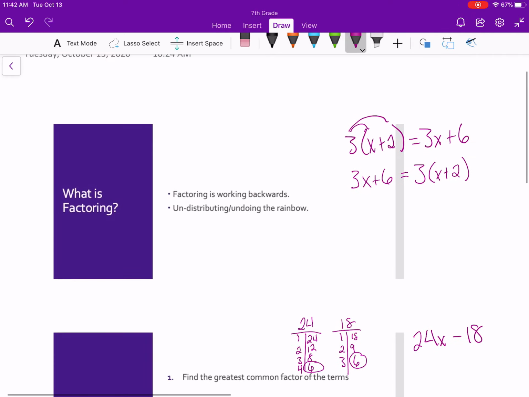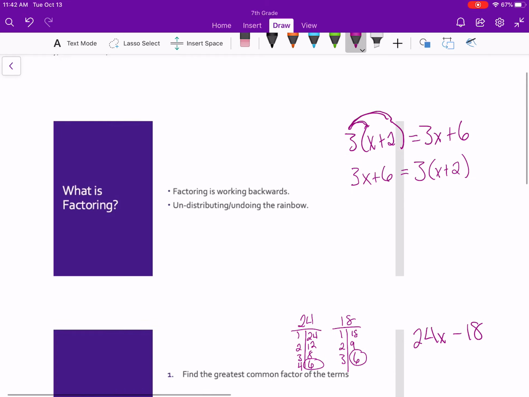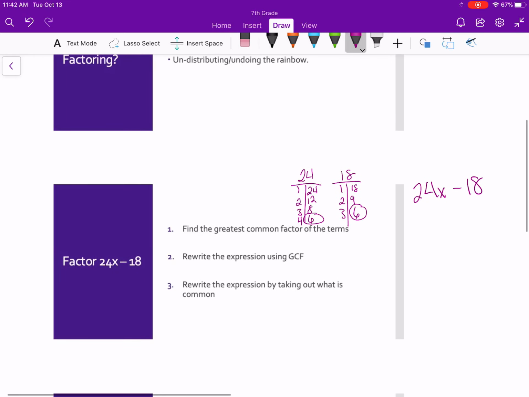So remember, distributing is multiplying. So undoing that is going to be dividing. I'm going to take the 6 out front, and then I'm going to say, okay, what's 24x divided by 6? Well, that's 4x. And what's 18 divided by 6? Well, that's 3. So this is our factored expression.